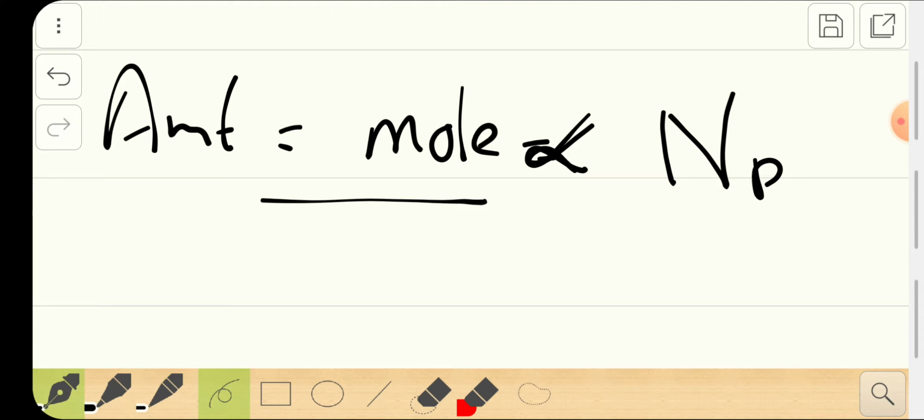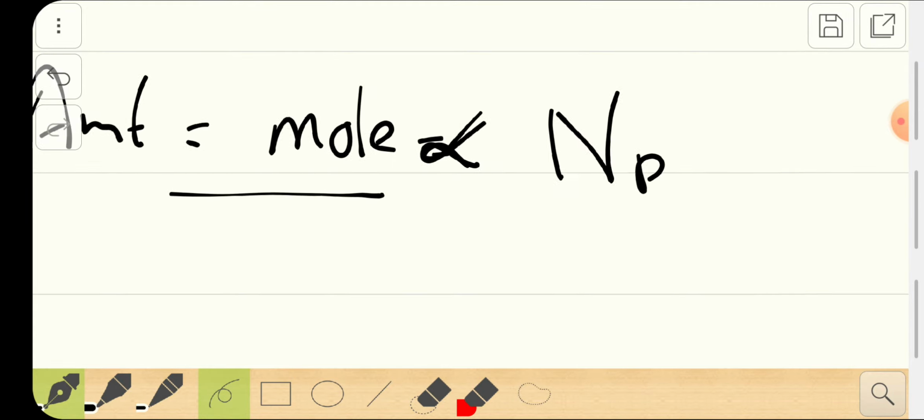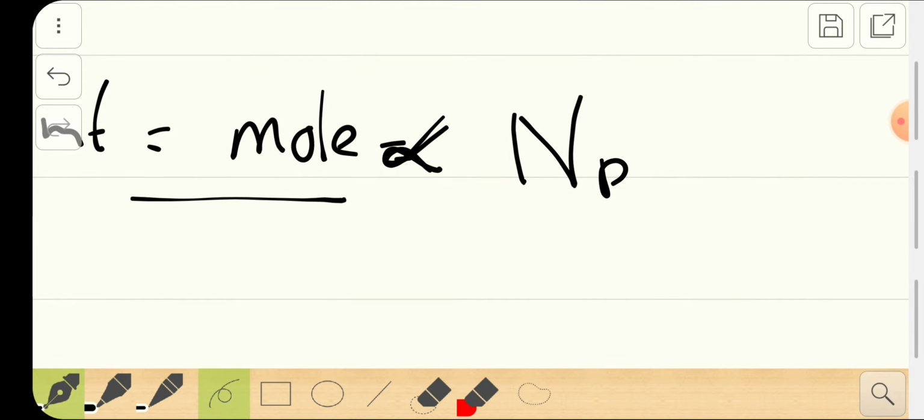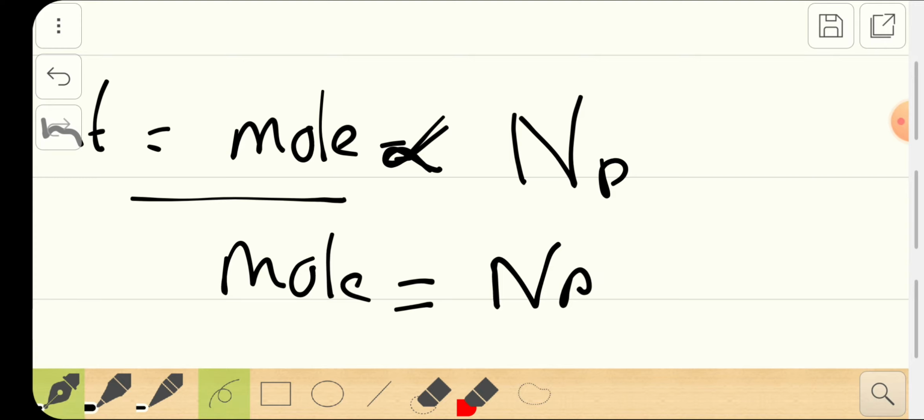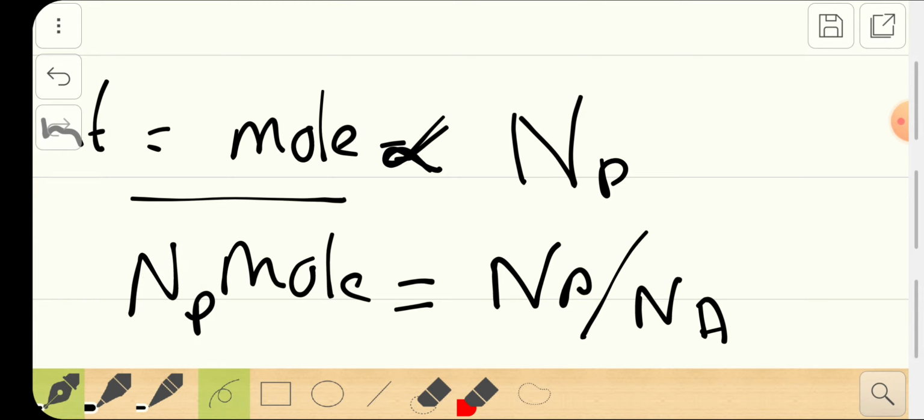Now you understand that there is a proportionality there, and for that proportionality we introduce a constant. If you say one mole is proportional, which means mole must be equal to Np by Na. Okay, that's the proportionality constant. You can introduce it on this side as well. Okay, you can delete that and introduce it on this side. It's much better. So you use a proportionality constant.